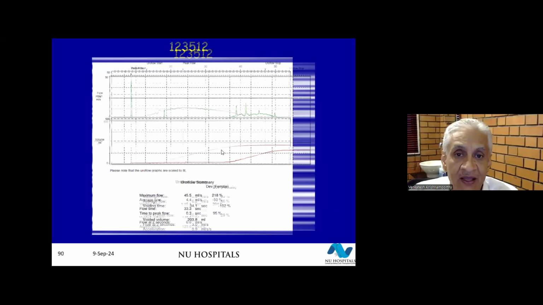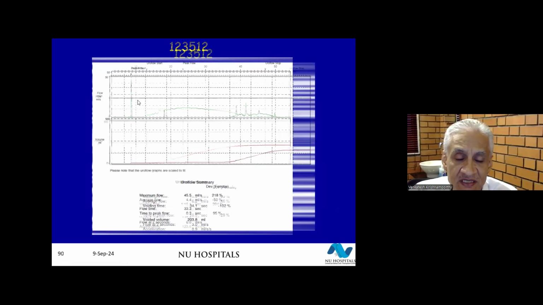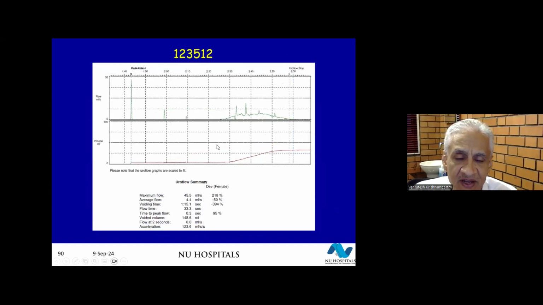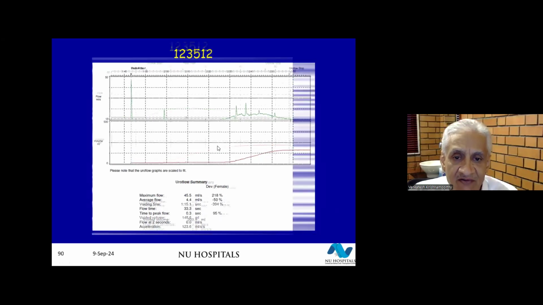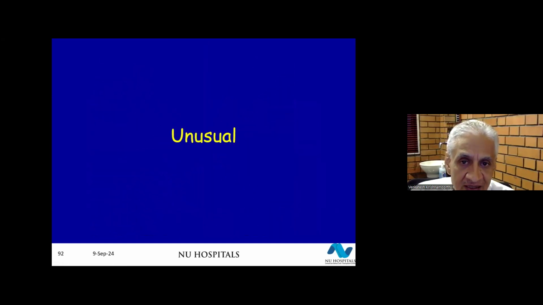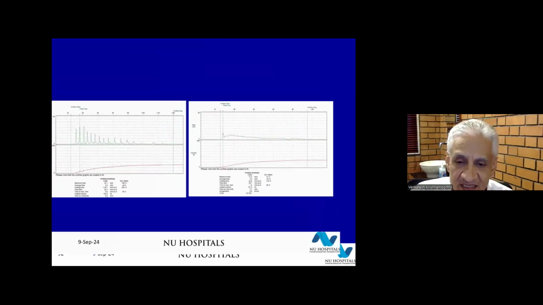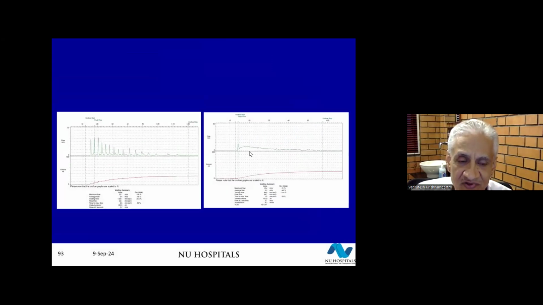Again, this patient had all these artifacts. We repeated it and find that the flow is vastly different. Some unusual graphs. So this, any guesses on what this is? This was the first, and then this was the second. The first one is pinching while voiding, sir. Squeezing of the penis. Correct.